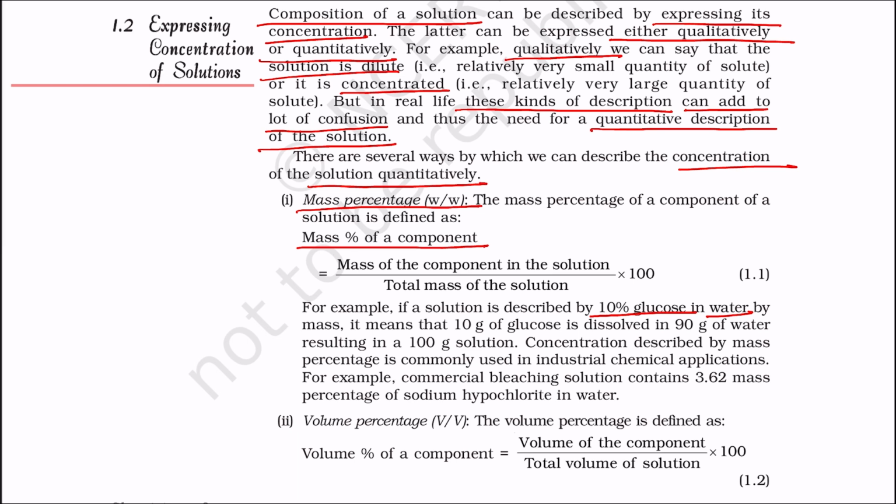10% को हम कैसे लिख सकते हैं? 10 by 100. तो यहाँ न्यूमरेटर में हो गया mass of the solute, डिनोमिनेटर में हो गया mass of the solution. So what is the mass of the solvent? Mass of the solvent हो गया 100 minus 10 which is equal to 90 gram. So we can say that 10 gram of glucose is dissolved in 90 gram of water to give 100 gram of solution.